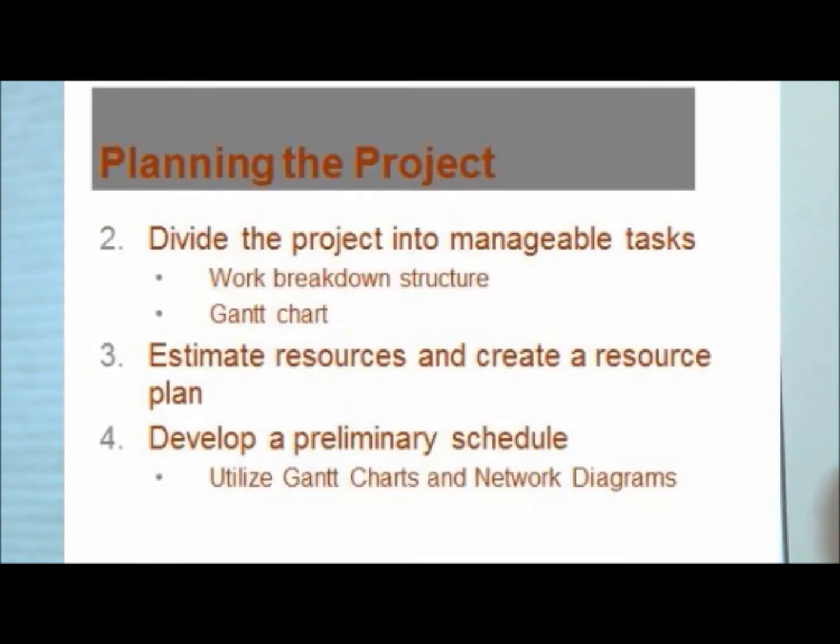Okay, we're still on planning the project, and these are some things that we're going to need you to get completed here in the early stages of the App Inventor project for class. The second thing we have here on planning the project is dividing the project into manageable tasks. It's called chunking, and there are two ways that gets done. One is a work breakdown structure, and another is something called a Gantt chart.